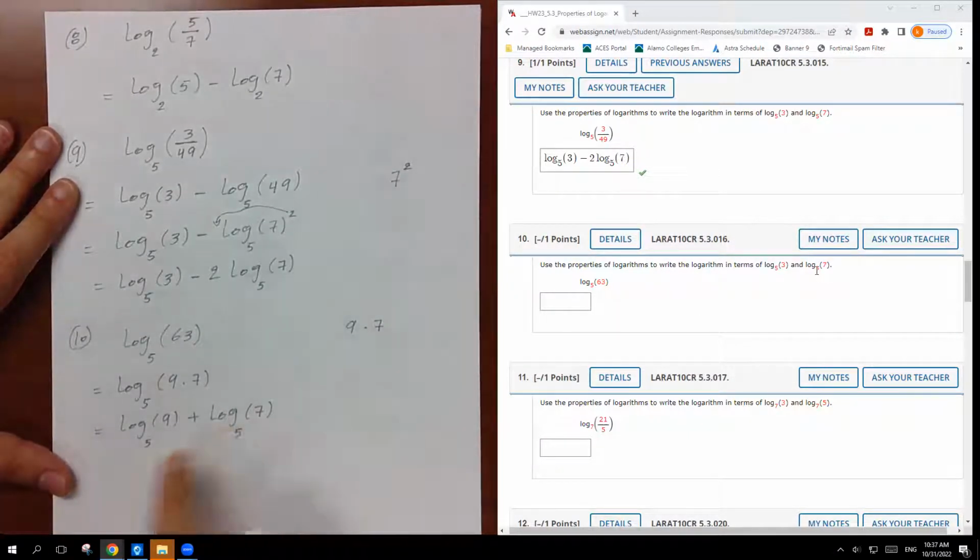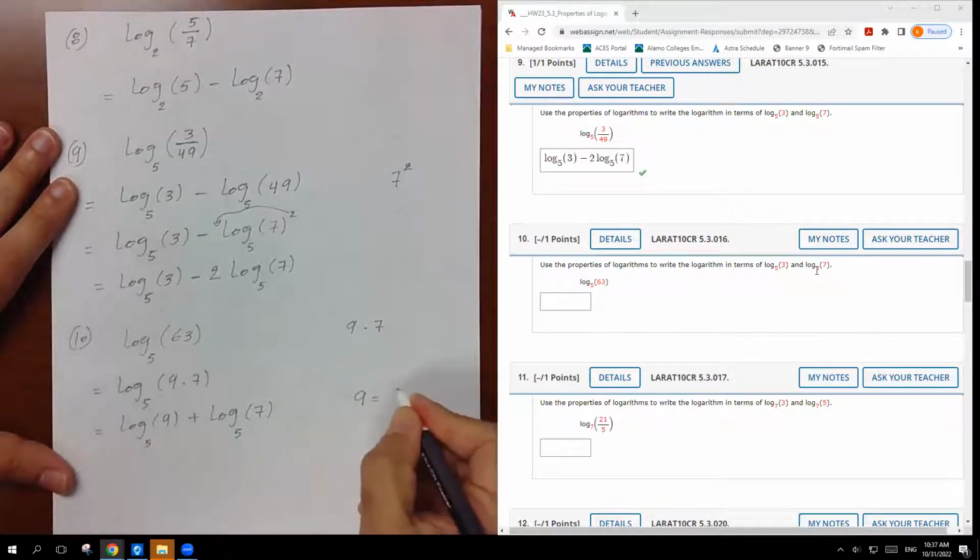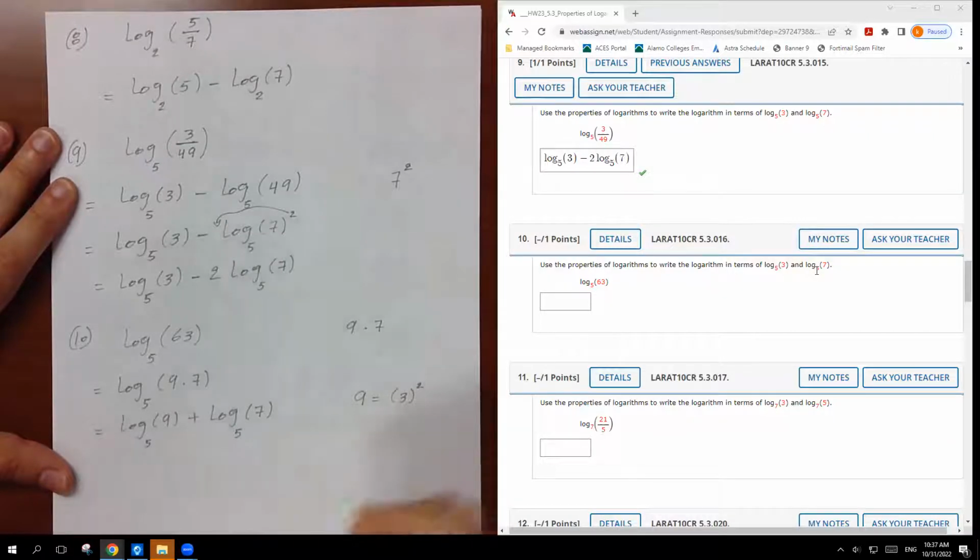This is okay, but now I need to simplify this one. So the 9 is equal to 3 squared.